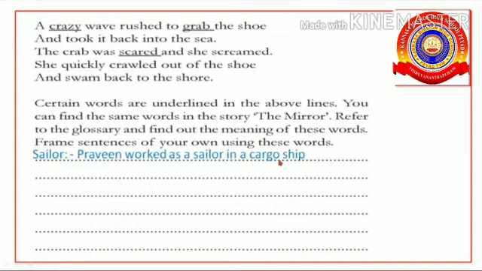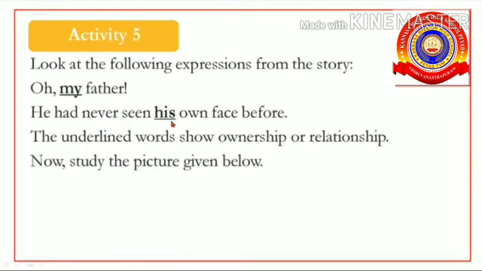Sailor. Praveen worked as a sailor in a cargo ship. Then the second one, worn. My shoes are old and worn out. Dear students, you have to find out the rest of the sentences yourself.